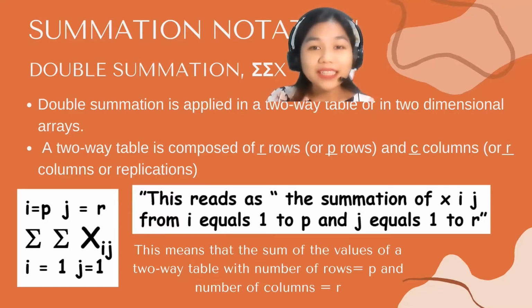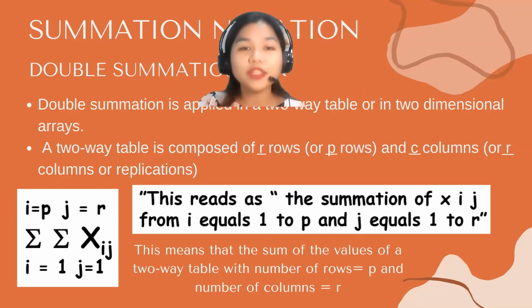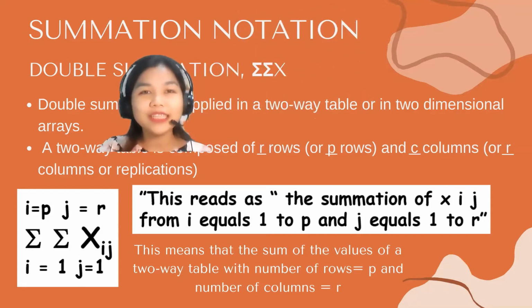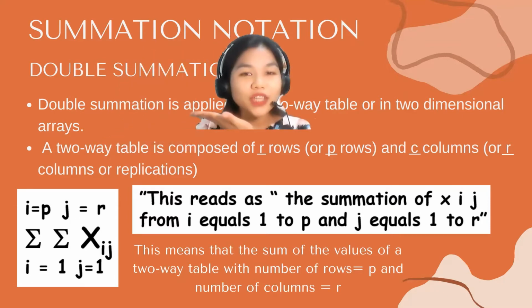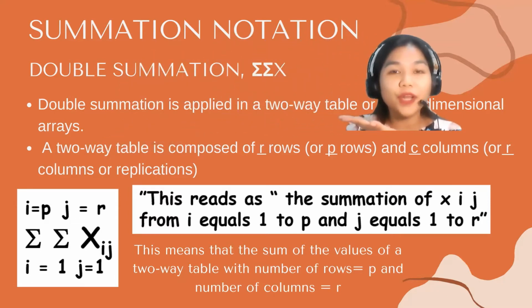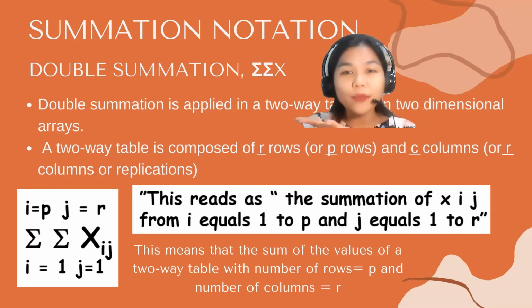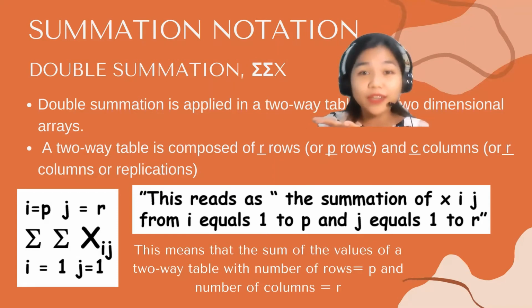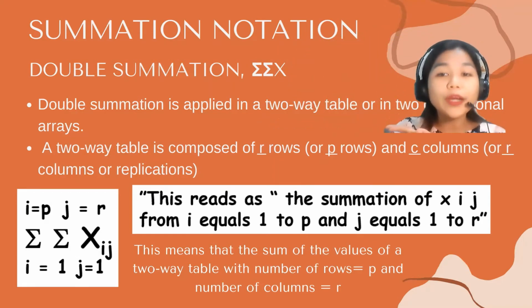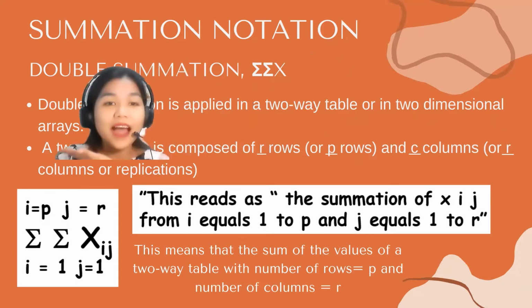But in this case, we are actually seeing the two sigma signs together. Magkatabi po sila. So ito po ay tinutukoy natin ang double summation. So let's start defining what is double summation. Double summation is applied in a two-way table. Earlier, lahat po ng ating mga discussions, we are actually referring to a one-way table. Now, we are upgrading because we are trying to discuss a two-way table or two-dimensional arrays.